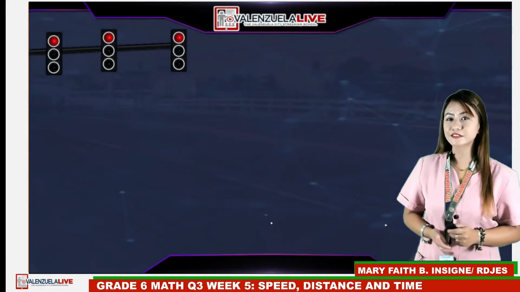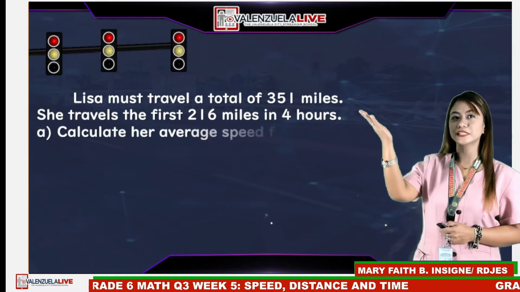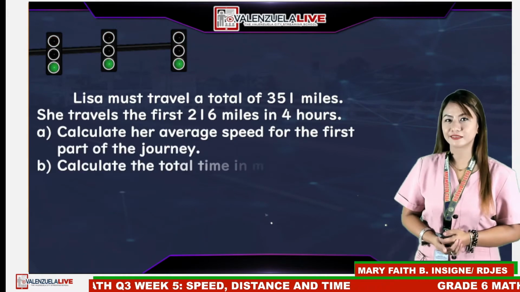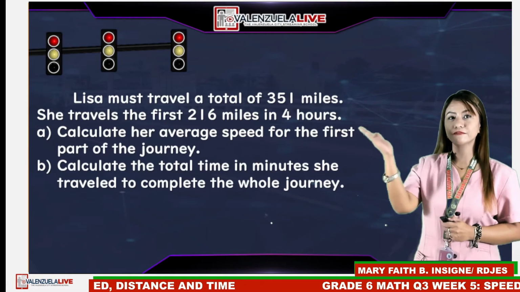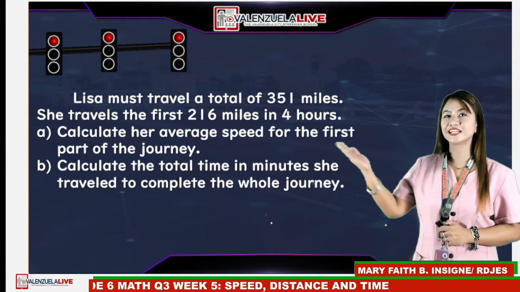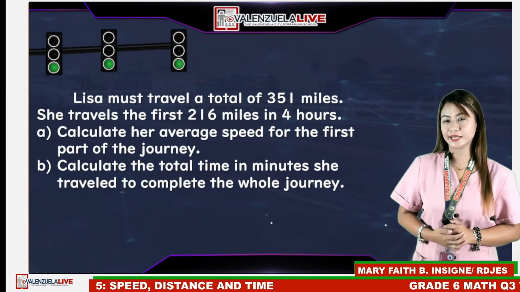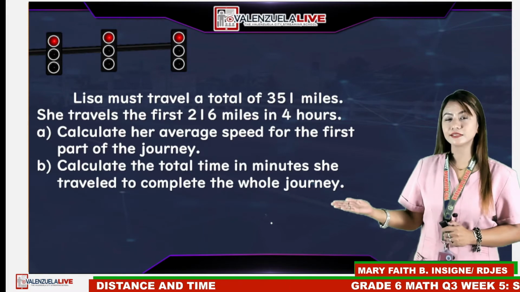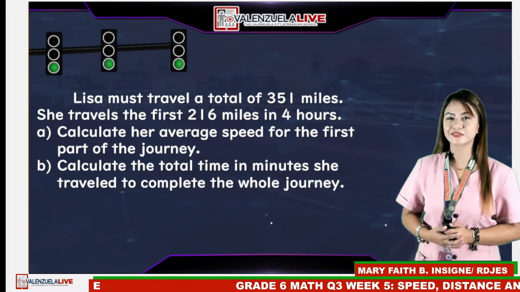For our last problem, Lisa must travel a total of 351 miles. She travels the first 216 miles in 4 hours. First, we are going to calculate her average speed for the first part of the journey, and then calculate the total time in minutes she traveled to complete the whole journey.